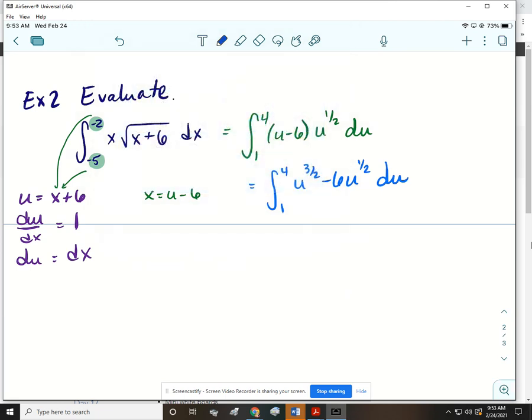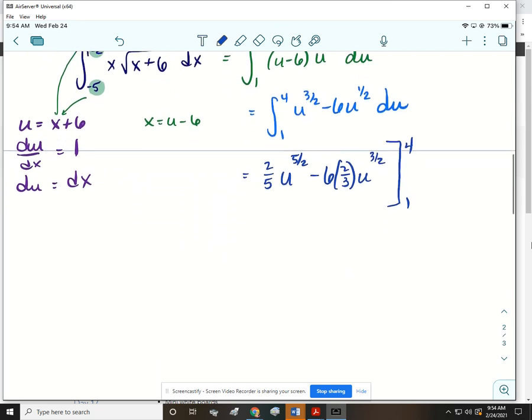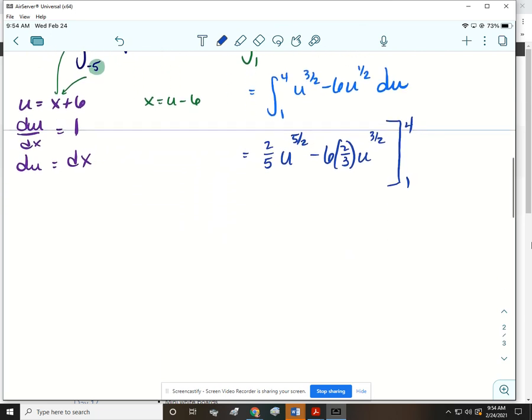Right, and then I'm ready to find the integral. So I'm going to add 1 to my exponent and then divide by my new exponent or multiply by the reciprocal of it. And then same thing for this one. Right? And then this one we are not going to do plus c because it is a definite integral. So we would do the bracket and then put our upper and lower limits there.